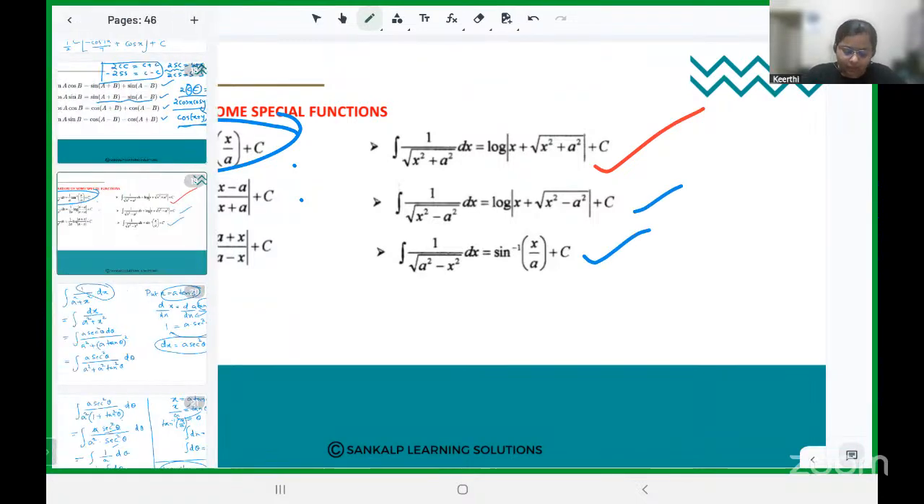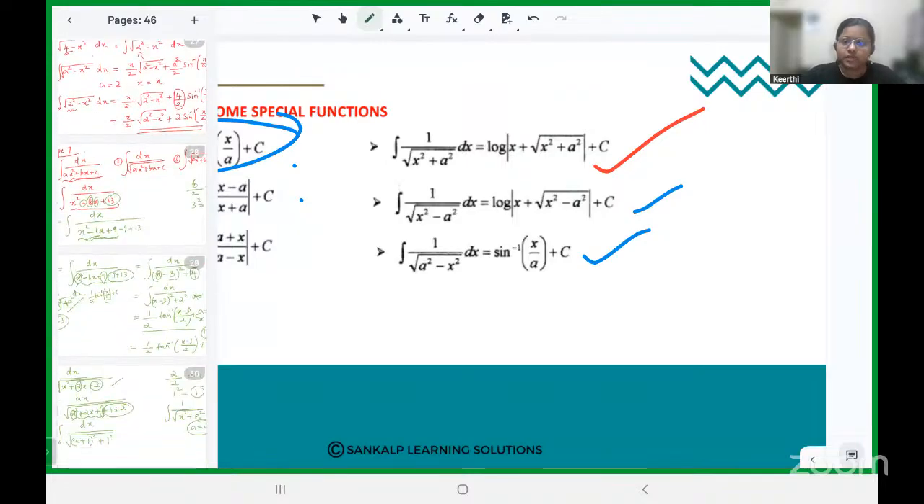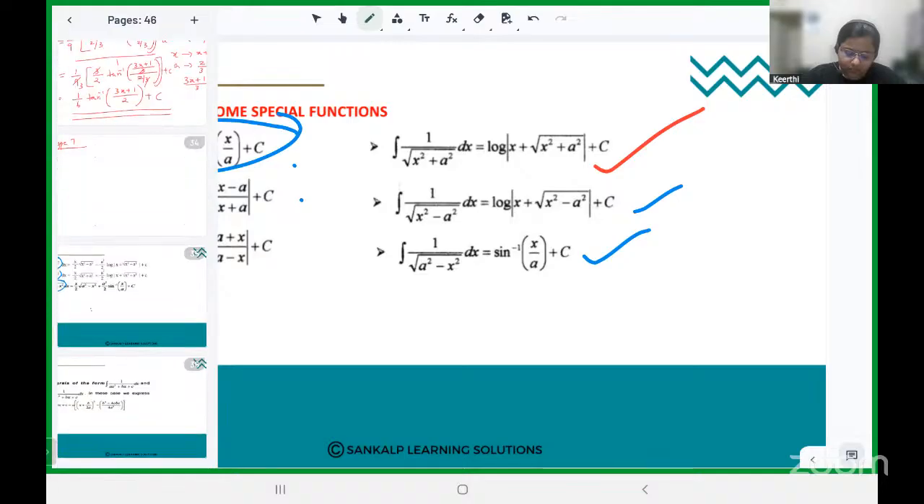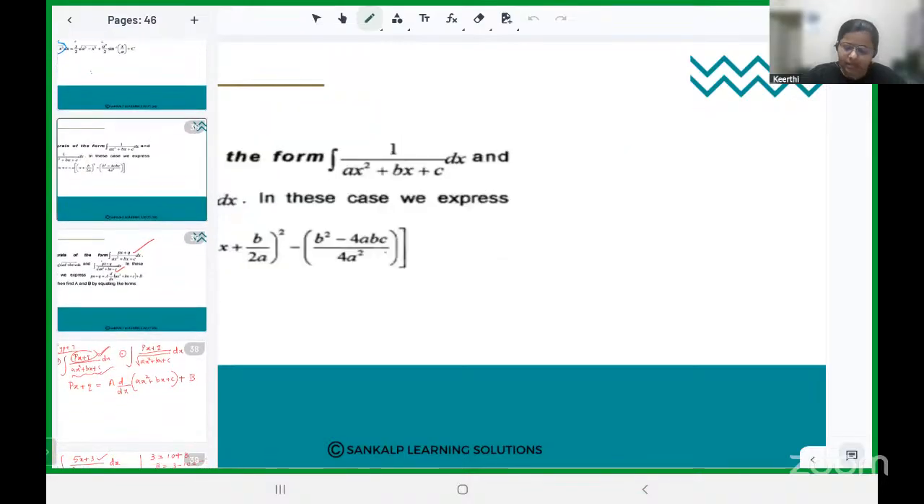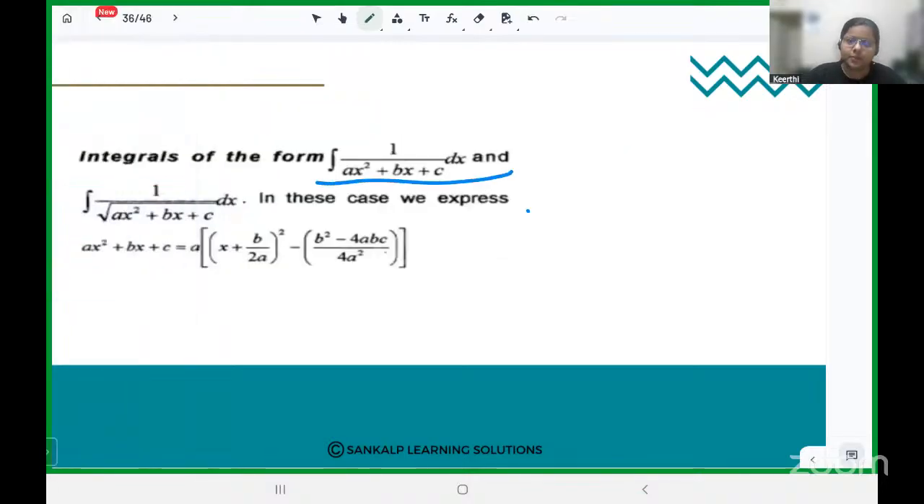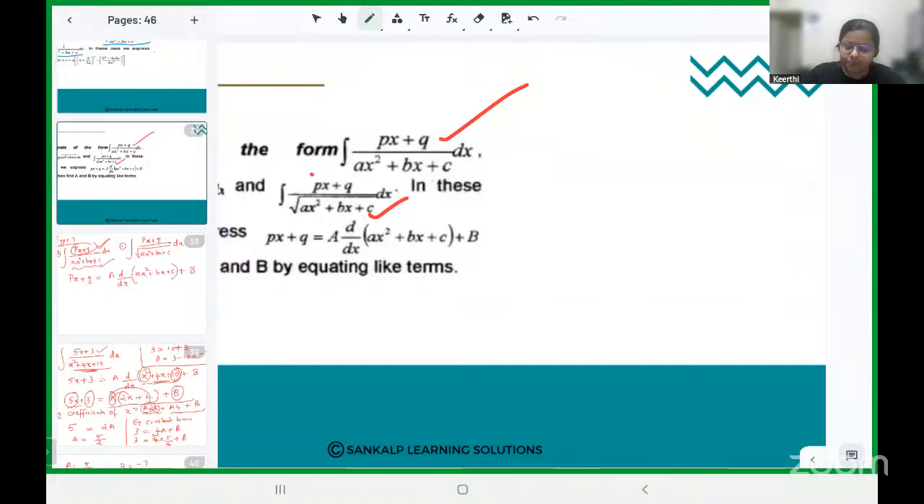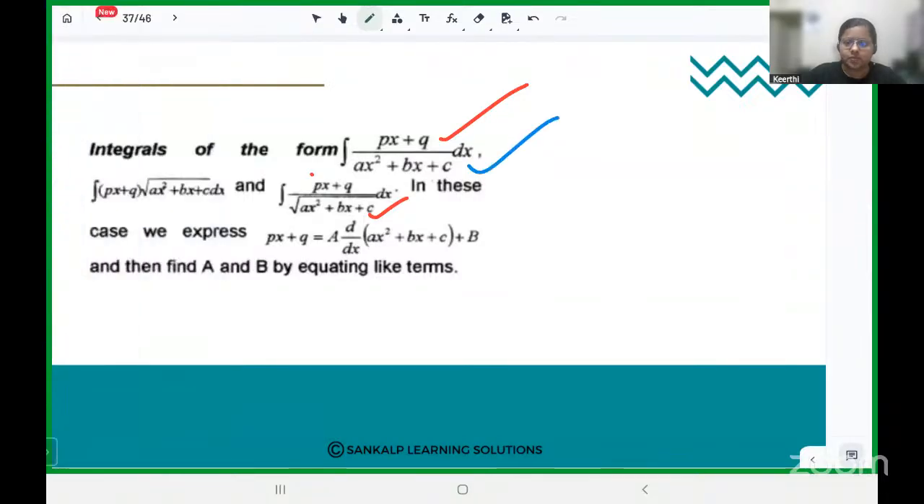Then we studied the extended version of type 6 itself, isn't it? Type 7 and type 8, that is integrals of the form 1 by (ax square plus bx plus c) and 1 by root of (ax square plus bx plus c). Similarly, (px plus q) by (ax square plus bx plus c) also.